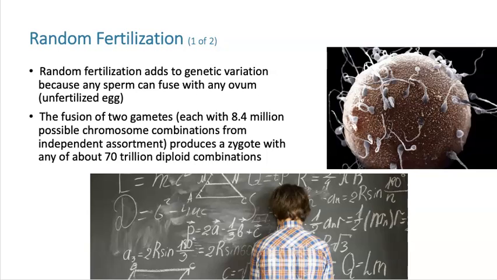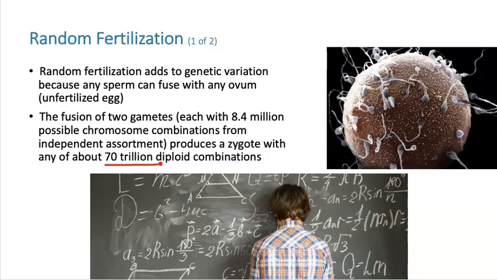The last one that we were talking about is random fertilization. And with random fertilization, you get genetic variation because any of the 8 million different gametes that you can make can fuse with any of the 8 million different kinds of sperm that the other person in the partnership can make. And so those two gametes fuse, that's that you have to multiply things together. So the probability of 8 million times 8 million, it's actually 8.4 million. We were rounding earlier. That's okay. Is 70 trillion.